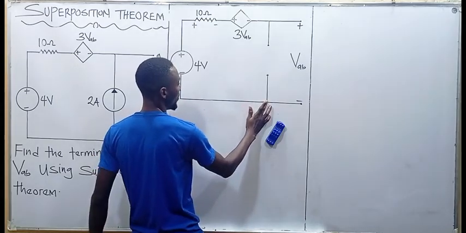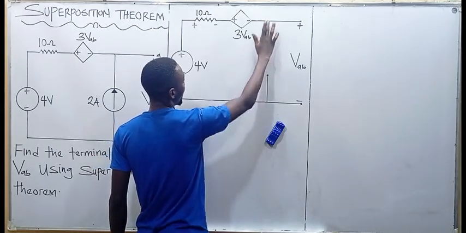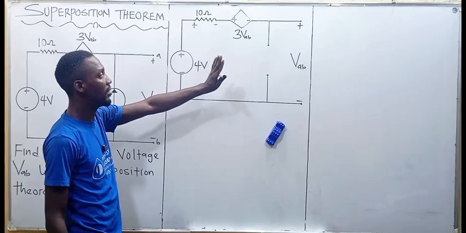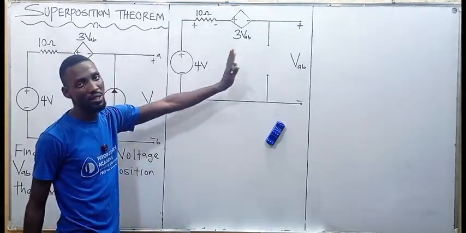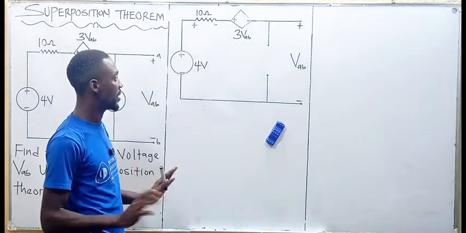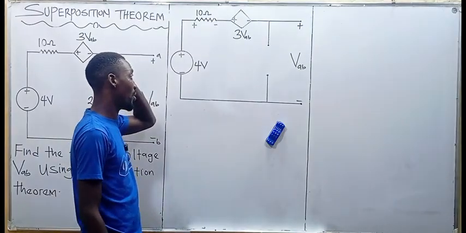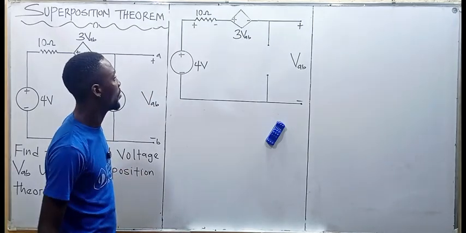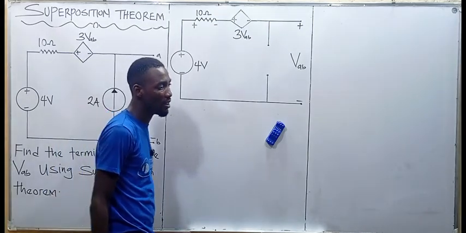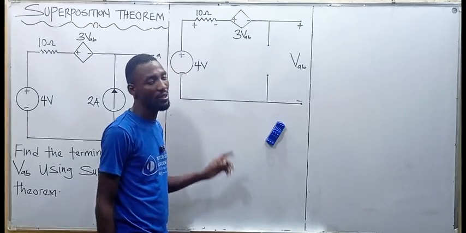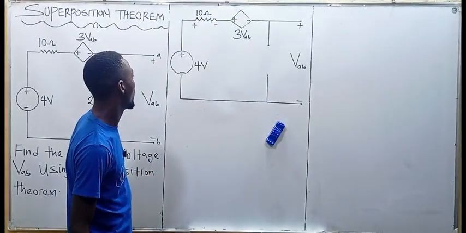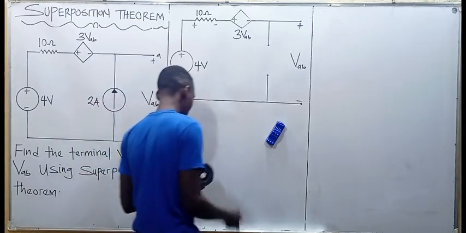Which means this part here we can clean, but I intentionally drew it like this so that you can see that it is open circuit. Now we are going to apply Kirchhoff voltage law. For us to apply Kirchhoff voltage law, we need to take our direction. So let's take our direction.